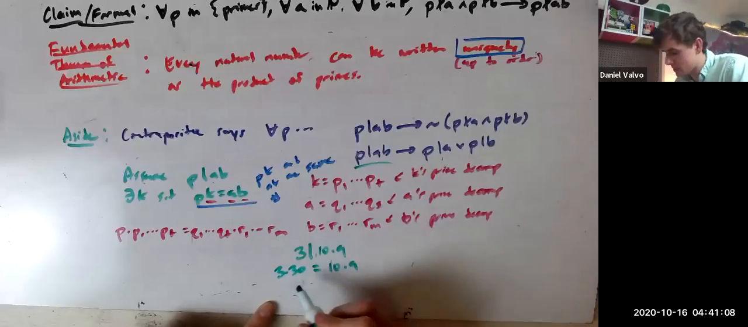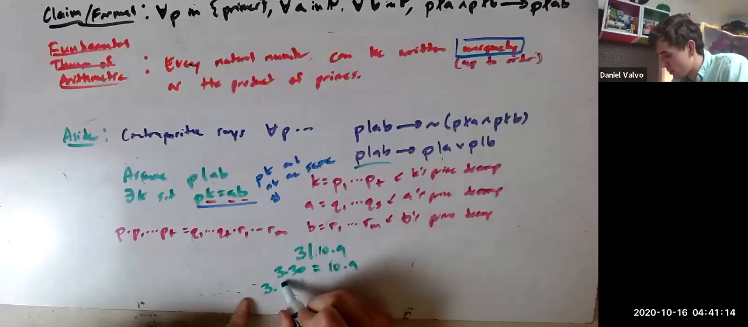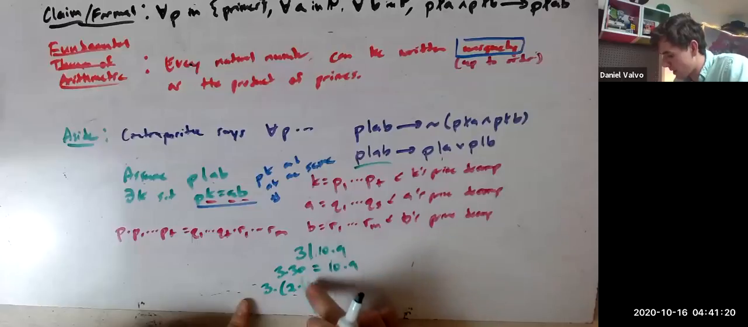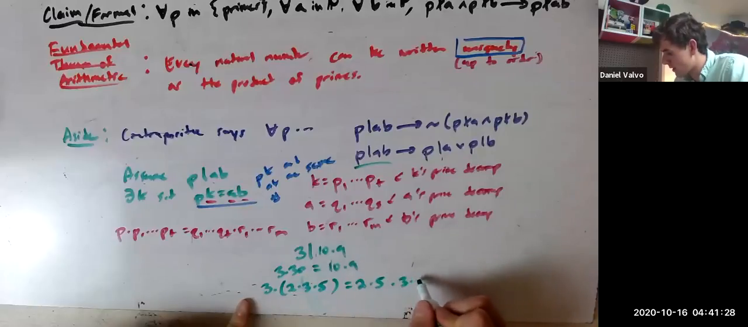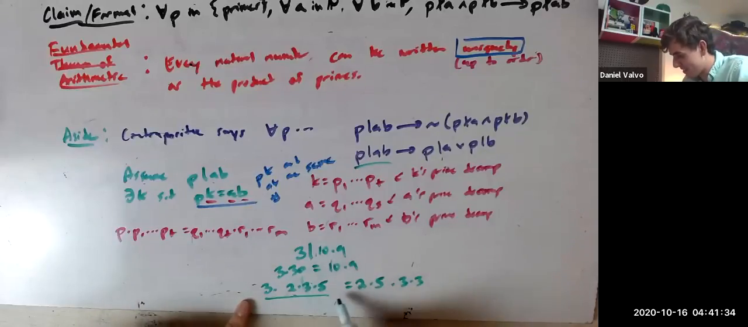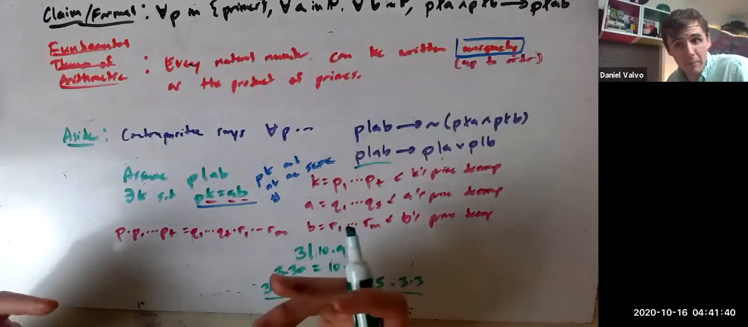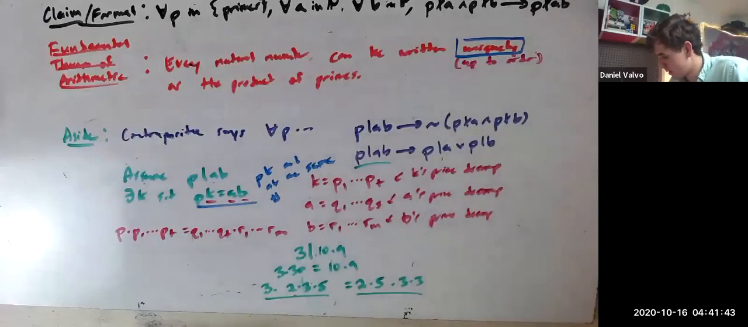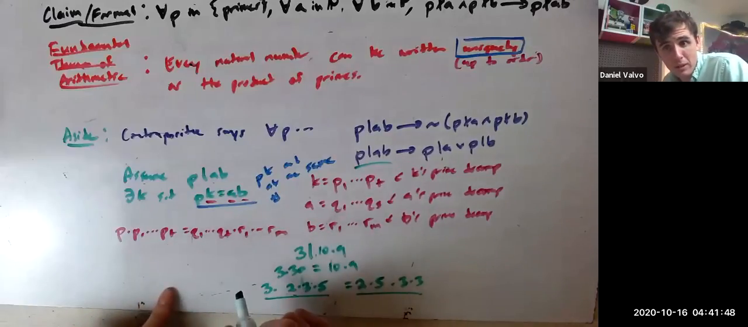And now let's break down these prime decompositions here. 3 is already prime, so its prime decomposition is itself. But 30 breaks down into 2 times 15, and 15 is 3 times 5. And this breaks into 2 times 5 for 10, and 3 times 3 for 9. Notice, these are the exact same prime decomposition, just in a different order. The same numbers are there. And that's not a coincidence. That always happens because of what we just talked about.